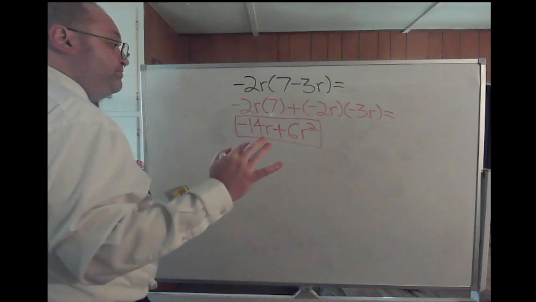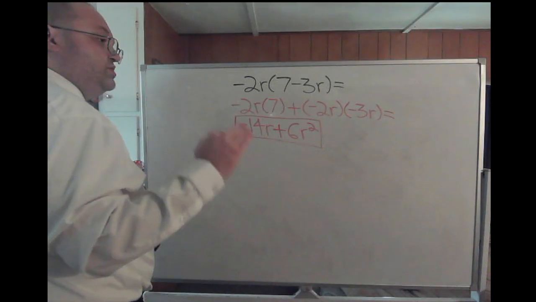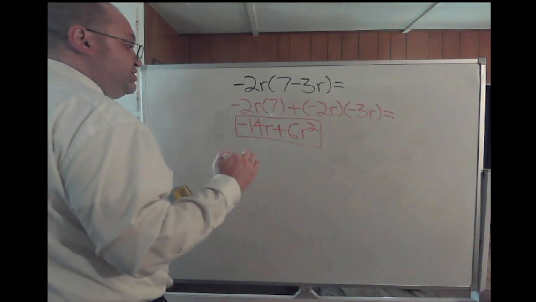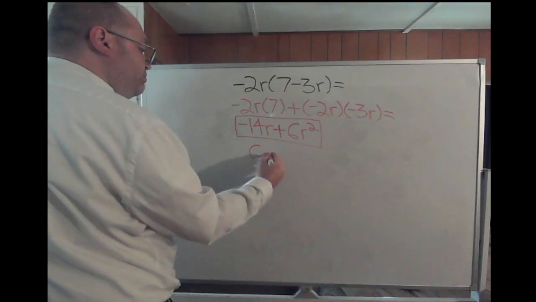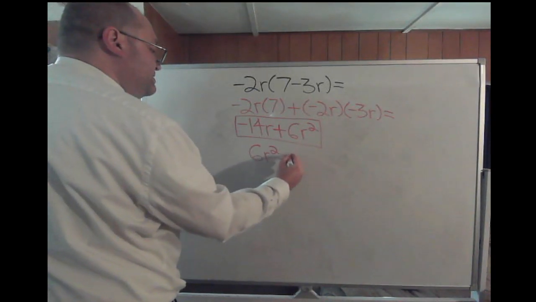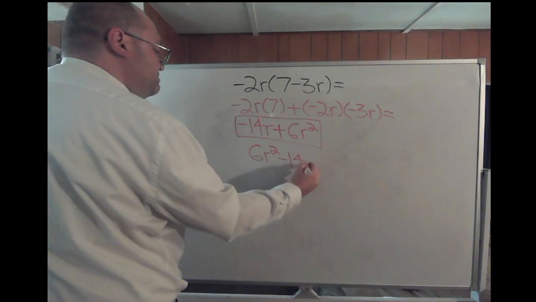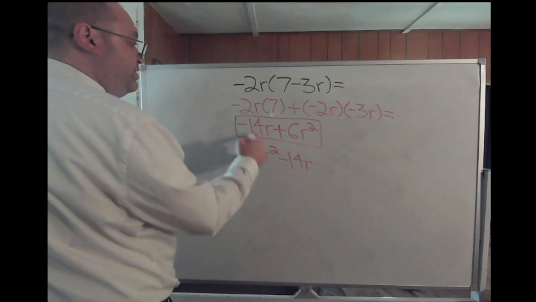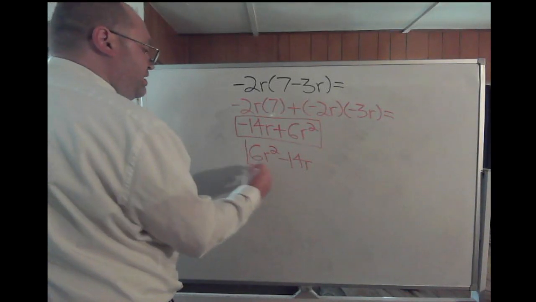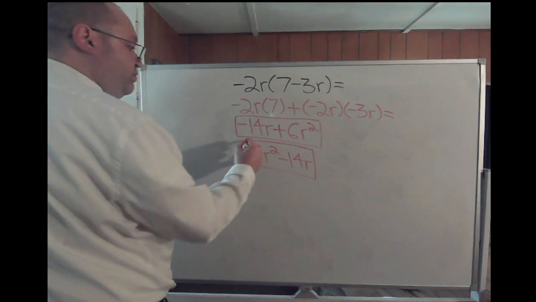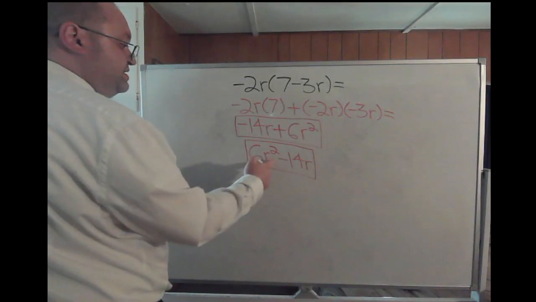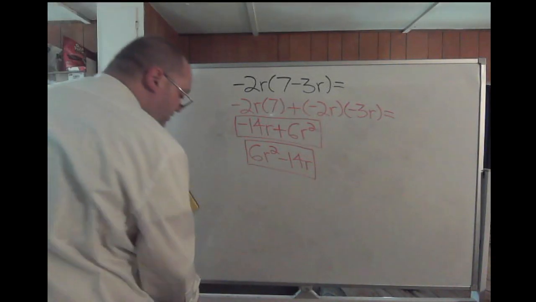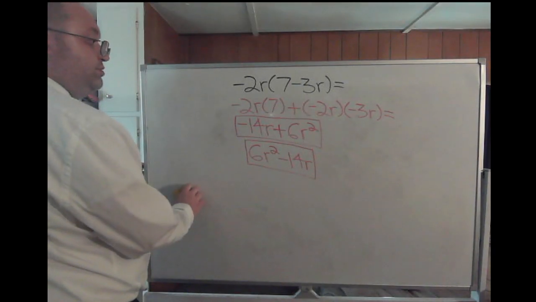But some teachers and textbooks like to write the answer with the highest power first in descending order. So it looks something like this. You start with your highest power first, 6r squared, then you'd have minus 14r. That's called descending order. So either answer is acceptable. You could also get 6r squared minus 14r. Either answer is acceptable.